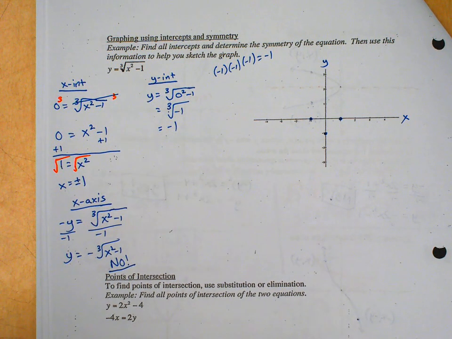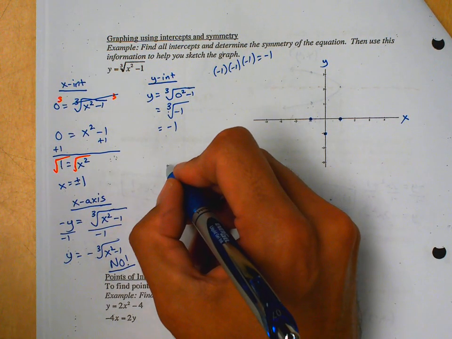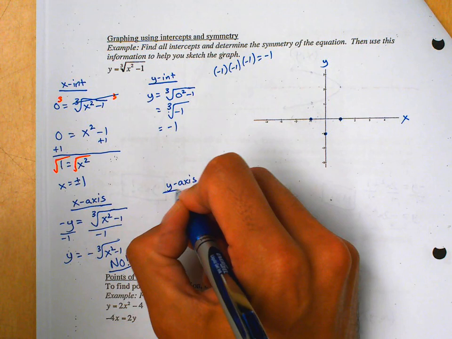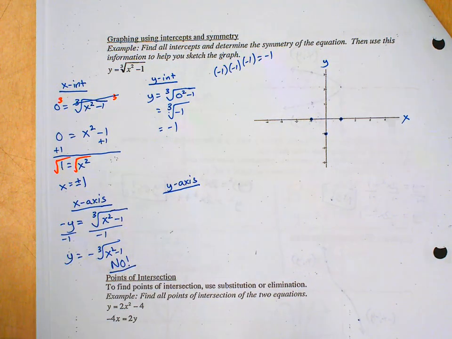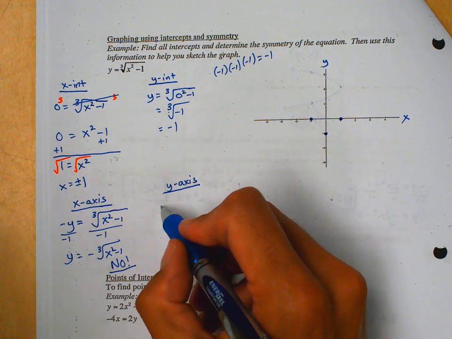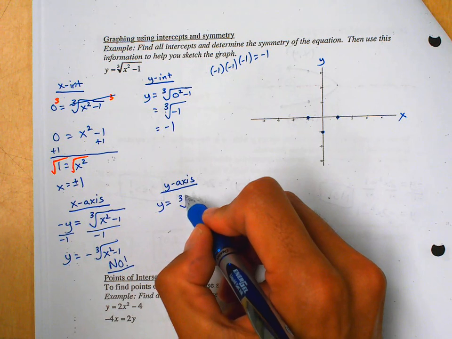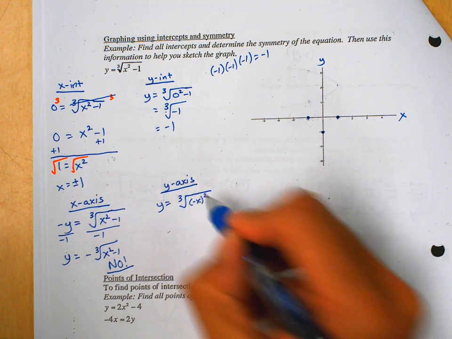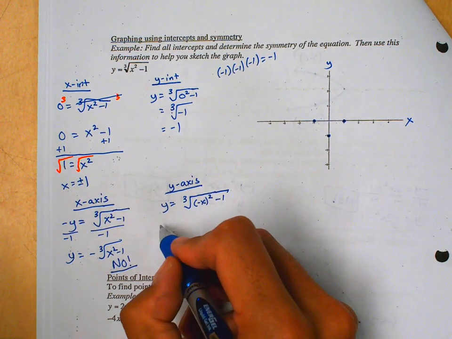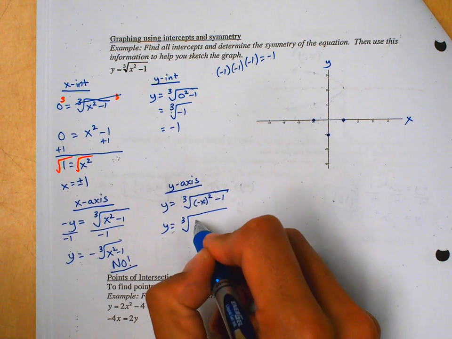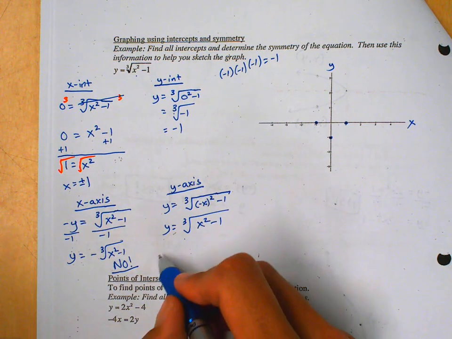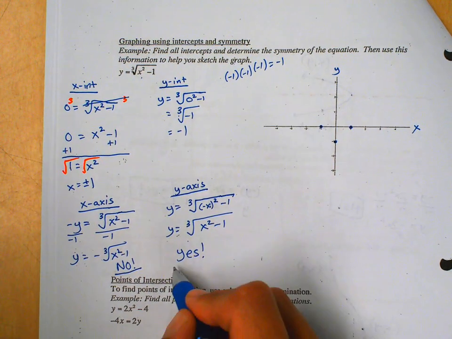So we're going to keep going. We're going to test if there's symmetry about the y-axis. And to test for that, we substitute negative x in for x. So that's going to be y equals the third root of negative x squared minus 1. And negative times negative is positive, so that's going to be third root of x squared minus 1. And that is the same equation. So that means it is symmetric about the y-axis.